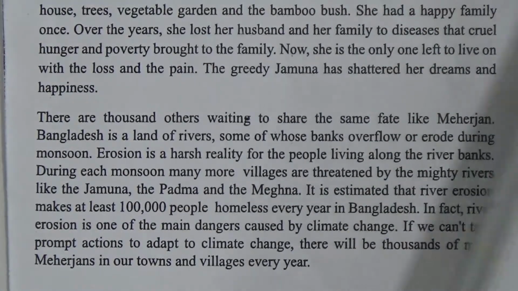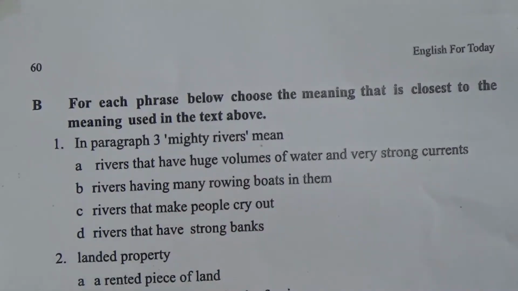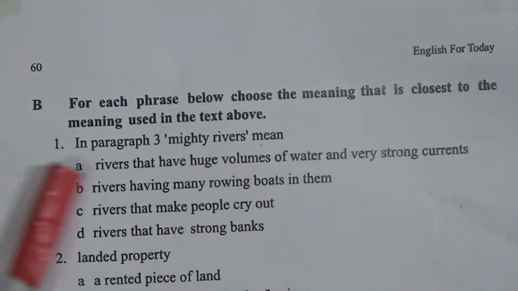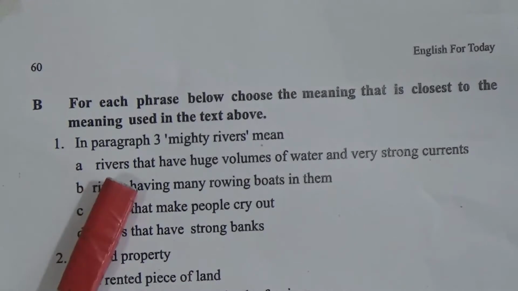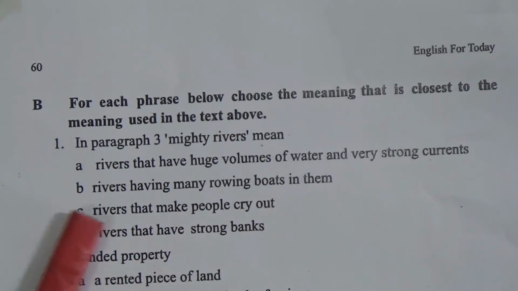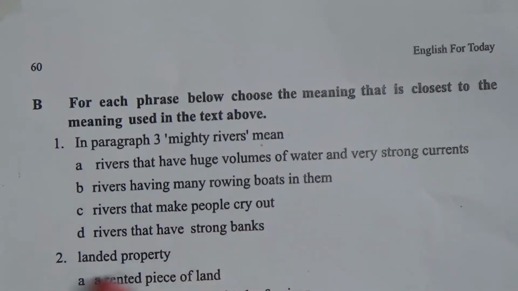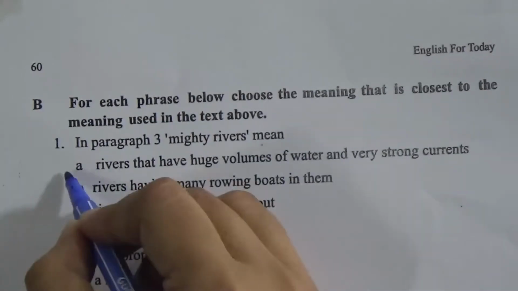Let's see, for each phrase below choose the meaning that is closer to the meaning used in the text above. Number 1. In paragraph 3, what does mighty rivers mean? A, rivers that have huge volumes of water and very strong currents. B, rivers having many rowing boats in them. C, rivers that make people cry out. D, rivers that have strong banks. Which one is the correct answer? Yes, you are right. It is option A, rivers that have huge volumes of water and very strong currents.